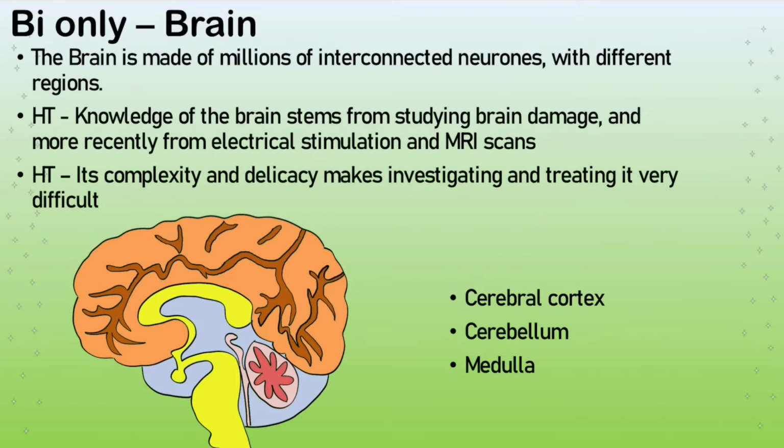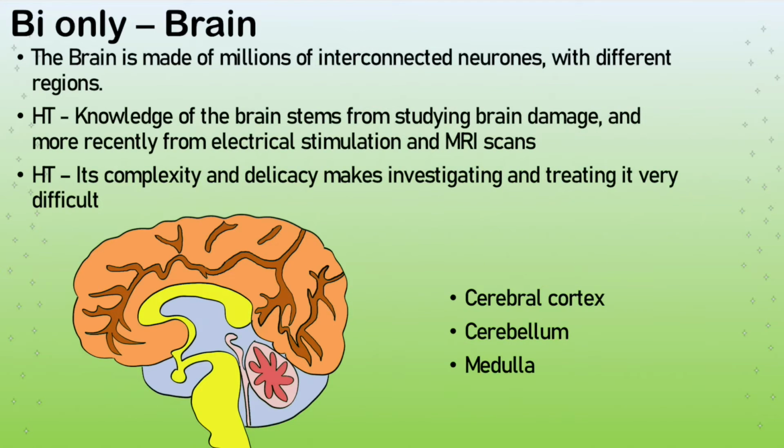And we've only learned really the surface of what the brain can do at this stage, because we've only really had methods of being able to find out how it works for the last 60 or so years. And a lot of the knowledge that we have of the brain comes from electrical stimulation and MRI scans. And before we had these techniques of being able to stimulate the brain or actually investigate it non-invasively, we had to use historical brain damage as a record.